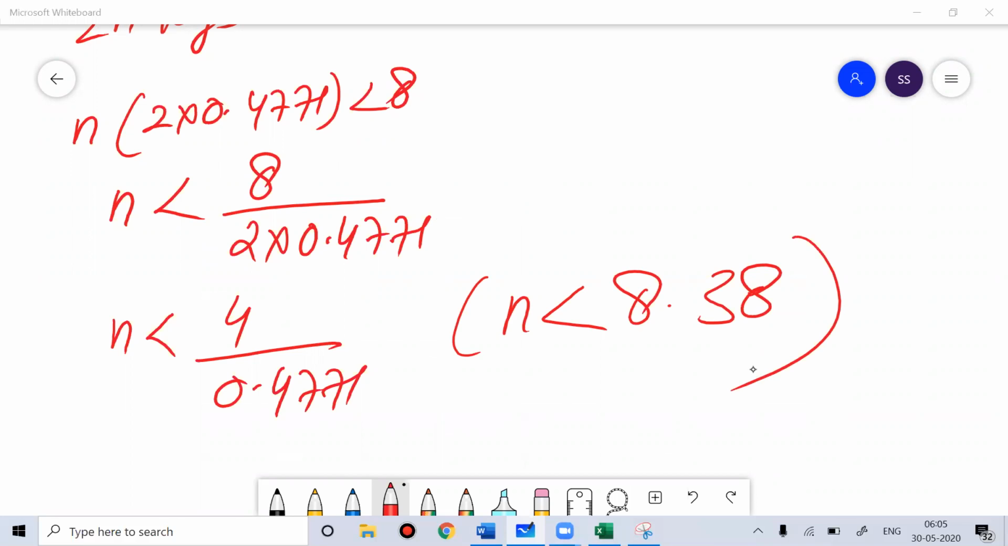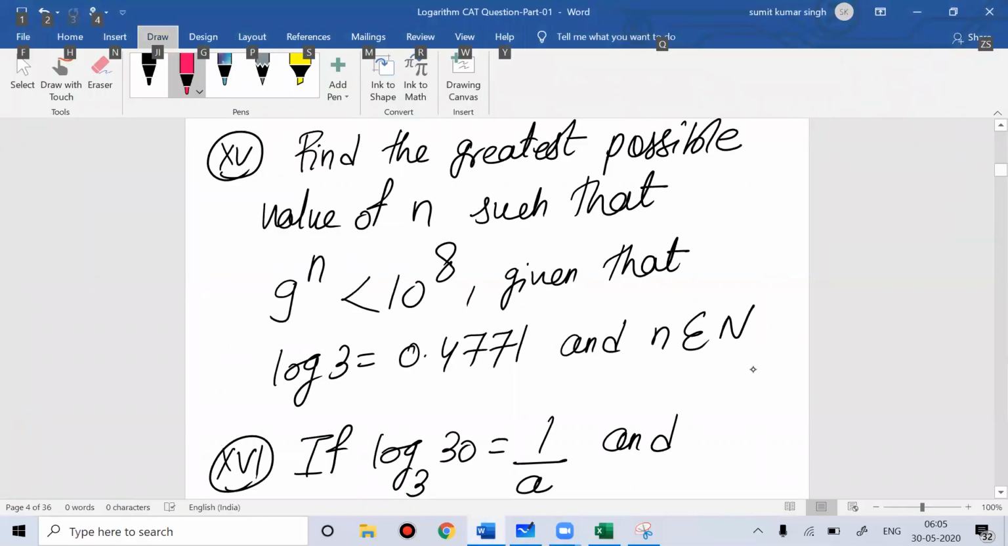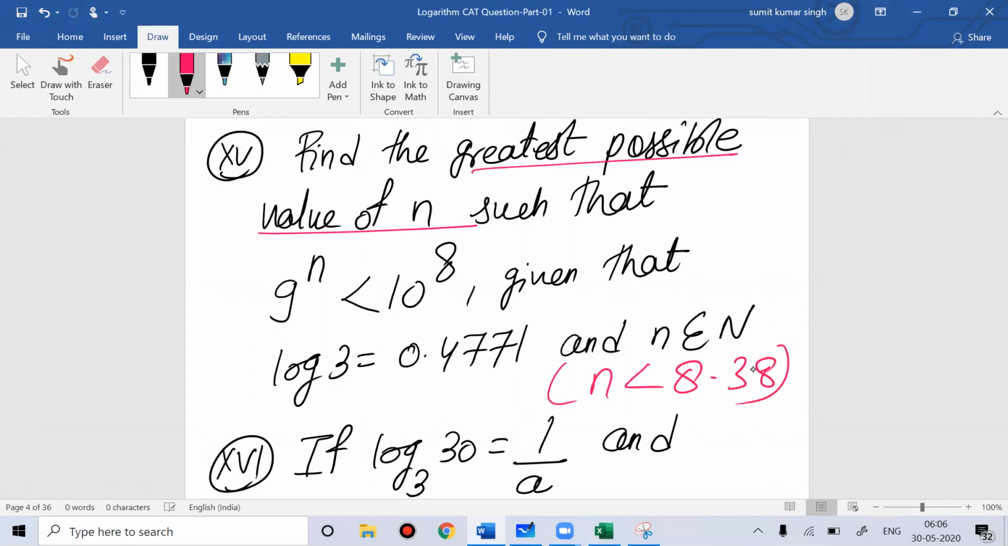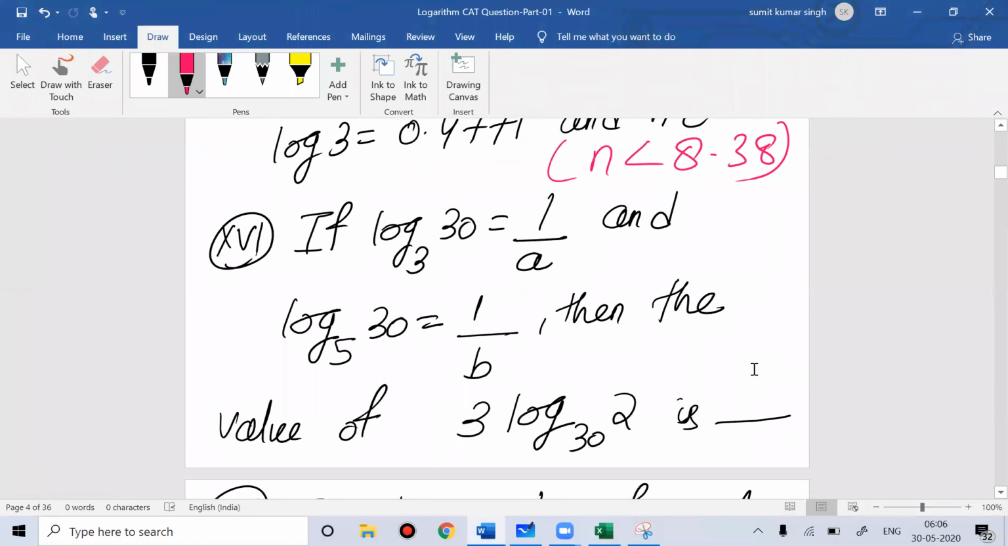What they're asking is the greatest possible value of n, and n is less than 8.38. So what is the greatest possible value of n? So the greatest possible value of n is 8. Simple question. Now see the next question.